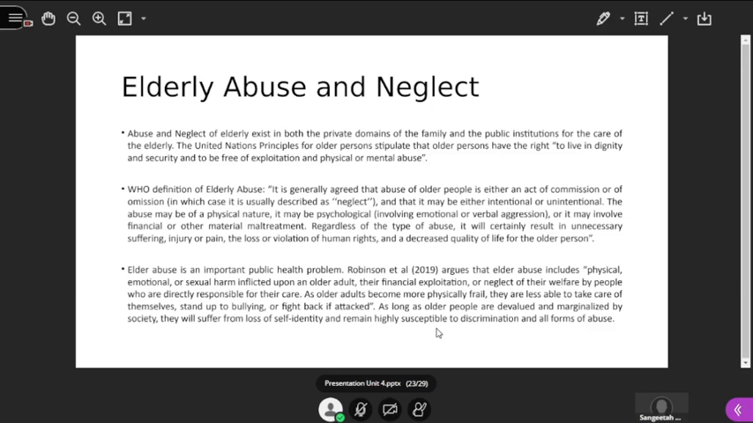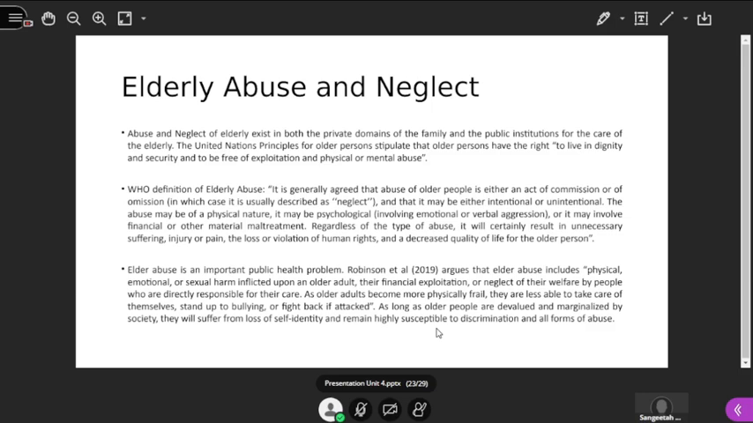So these are good examples. If you have an exam question, you can add all these examples about the types of neglect and the types of abuse. As older adults become more physically frail, they are less able to take care of themselves, stand up to bullying, or fight back if attacked. So that's why they suffer lots of abuse.